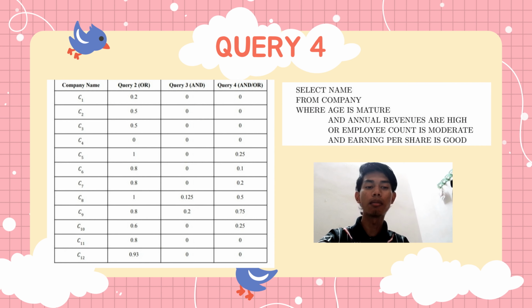For this slide, I will explain query 4. We have to select name from company where age is mature and annual revenue is high, or employee count is moderate and earning per share is good. The result from company 1 to 4 and company 11 and 12 is 0, while company 5 and company 10 is 0.25 respectively.